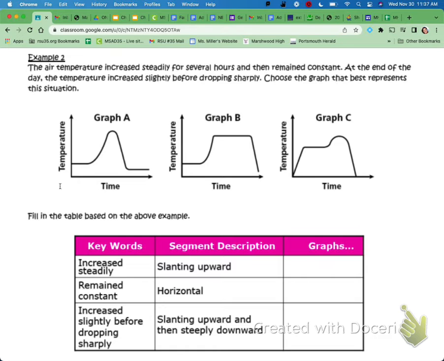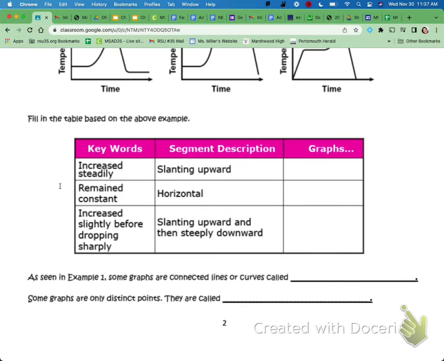If we're increasing steadily, what would that look like? A slight increase. So we're going to be going up. Oops, I should not do that in yellow. Can't see that. So going up. And then when we remain constant, it's going to flatten out and go horizontal. And then increase slightly before dropping would look like what?